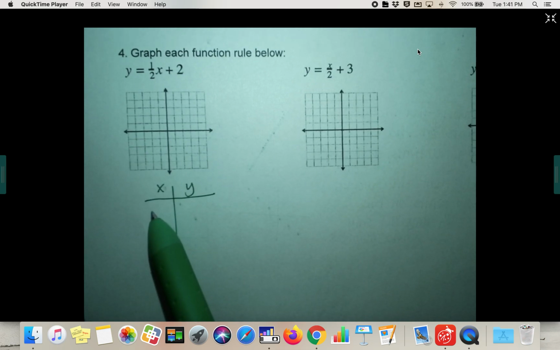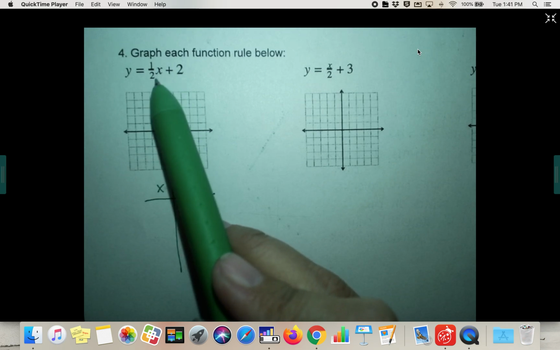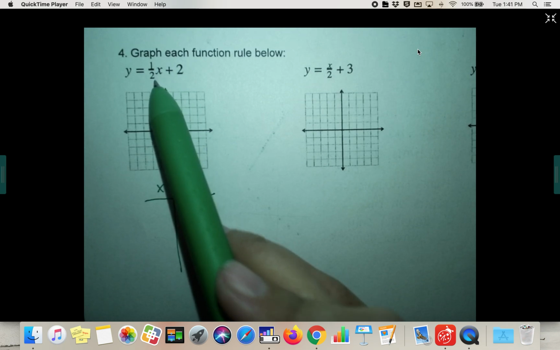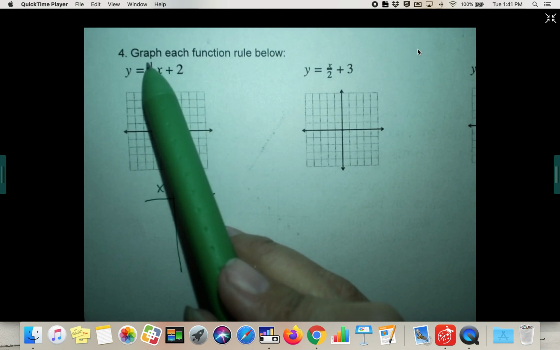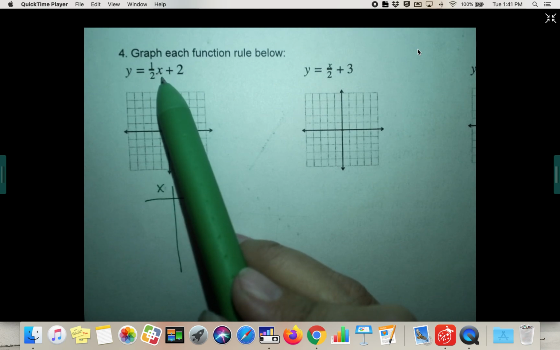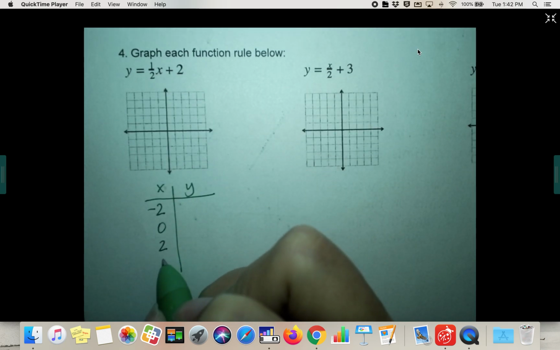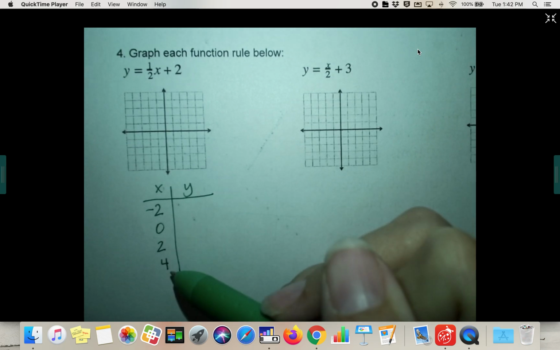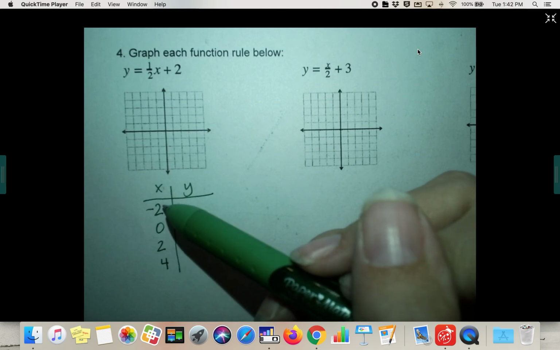I said earlier I usually pick -2 through +2, but I'm also aware that I'm going to be taking half times a number. So if I take odd numbers, it's going to be a real ugly decimal, and I like to try to avoid graphing little decimal amounts. So I'm going to choose even numbers because I'm going to be multiplying by halves. So I'm going to choose a -2, 0, +2, and +4, just to see if they happen to lie on the graph. Once you choose your X values, go ahead and plug them in.